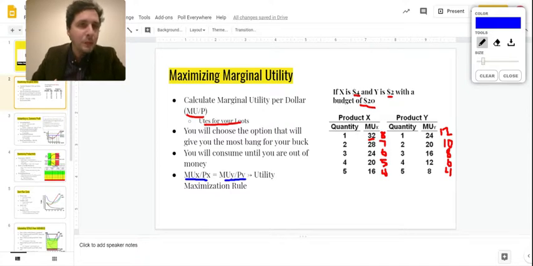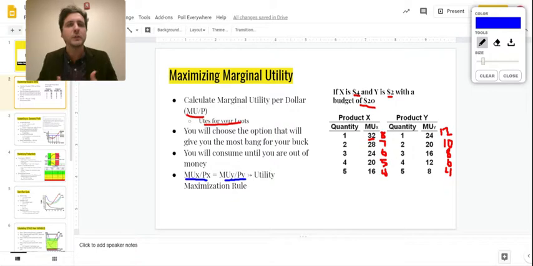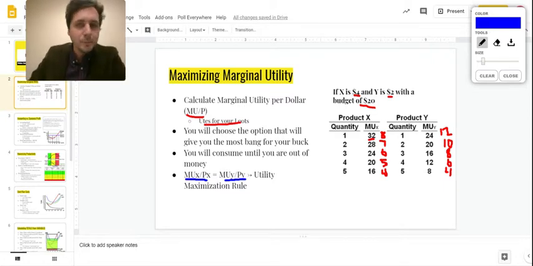So I just try to find my matchy, and you can go through this and determine why, but you're always going to end up consuming at a point where marginal utility per dollar of X is equal to marginal utility per dollar of Y. So if I find my matchy, and then I simply ask, do I have enough money for this? So I like to start at the bottom because normally it's not going to be right at the top. Sometimes it is, but I start at the bottom, you start from the top, doesn't matter. Right?